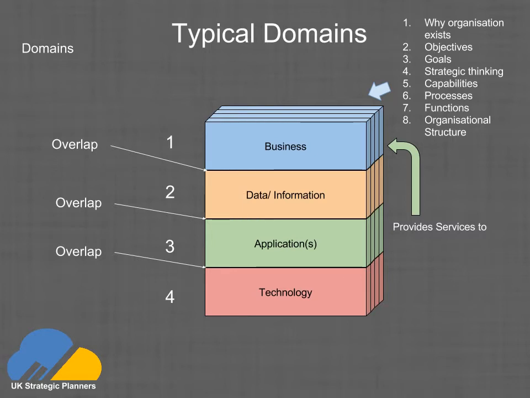The second domain is the data or information architecture domain. This has an overlap with the business architecture. Typically, the business will have its own view of data and information. However, the data domain on the whole in the architecture frameworks tend to then start to look at it in the information systems layer.